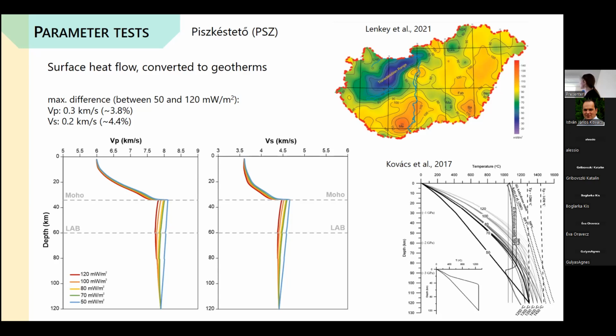heat flow values. And basically, we can see that there is a little difference, which is not much, between the two. So between 50 and 120 milliwatt per square meter heat flows, the maximum difference, which is roughly around the LAB depth, is around 4%. So it's not much, and it's really a maximum difference.